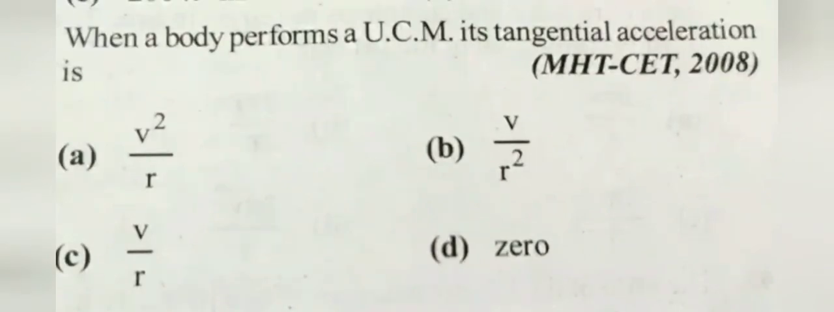Next problem. When a body performs a UCM, its tangential acceleration is. UCM means uniform circular motion. Here we are to find tangential acceleration. We know that the radial acceleration is v square by r. So radial acceleration is v square by r, but in case of a body performing UCM, the tangential acceleration is 0.